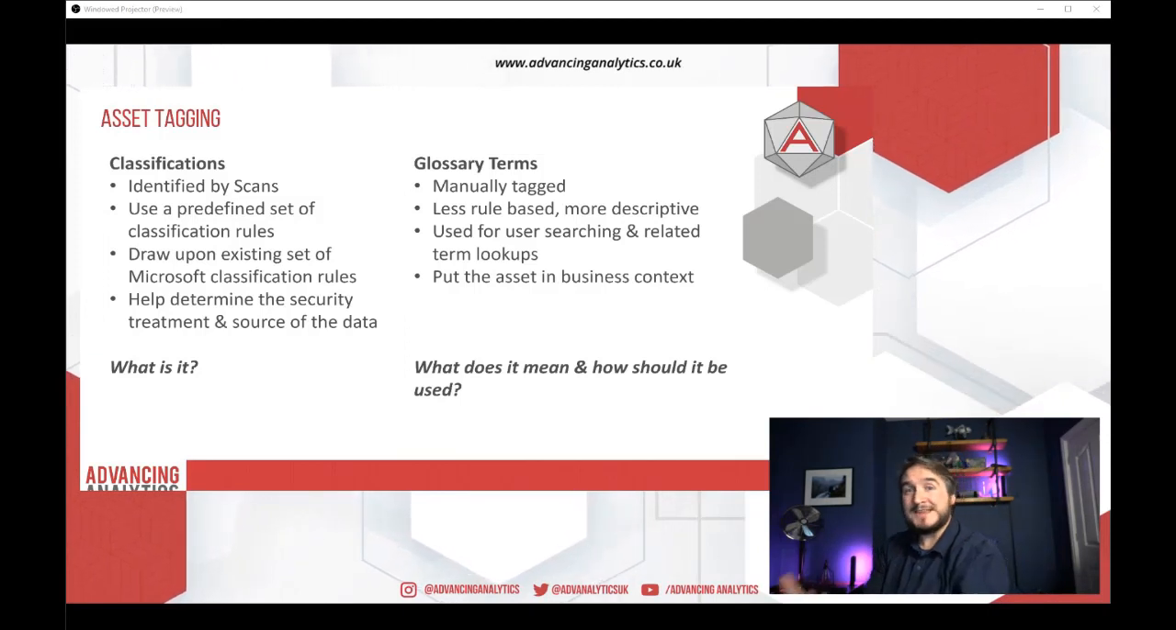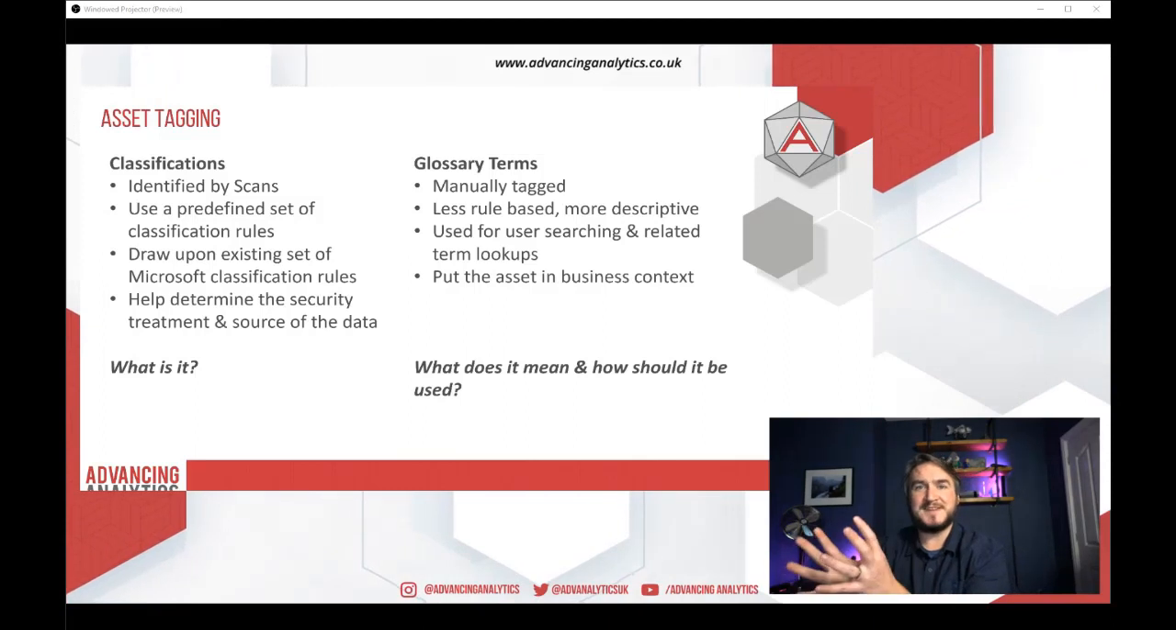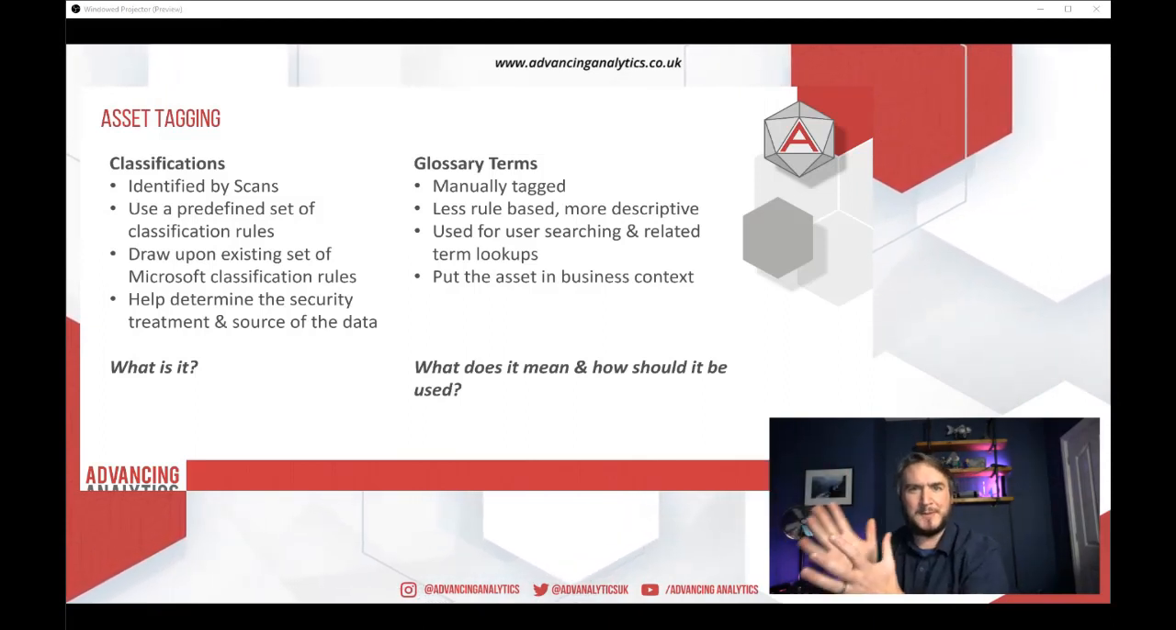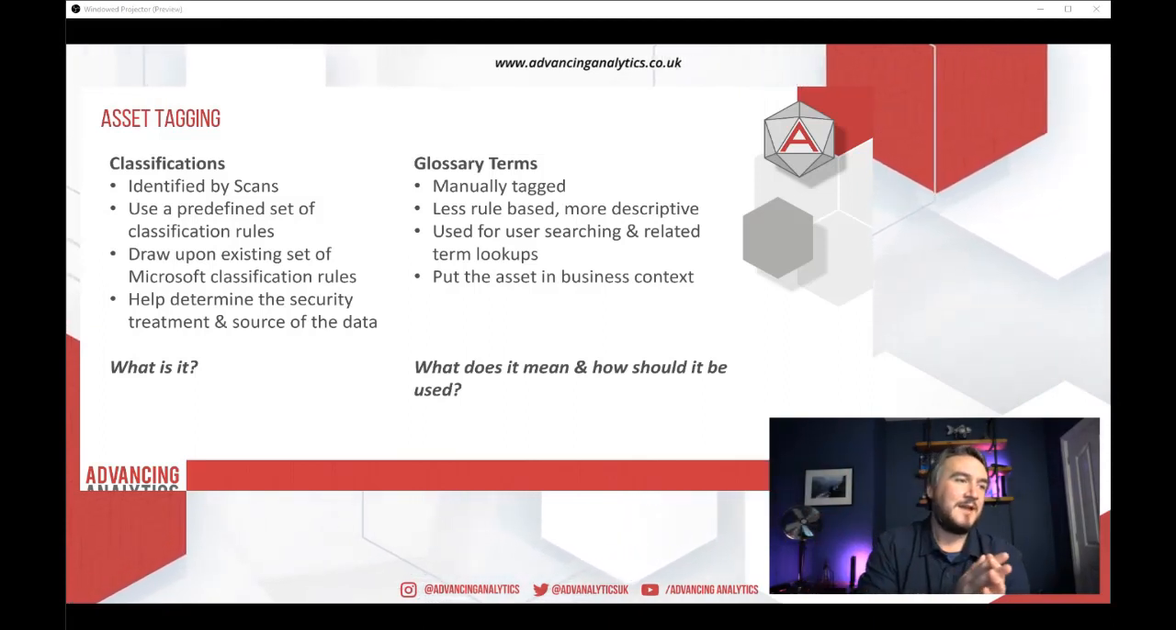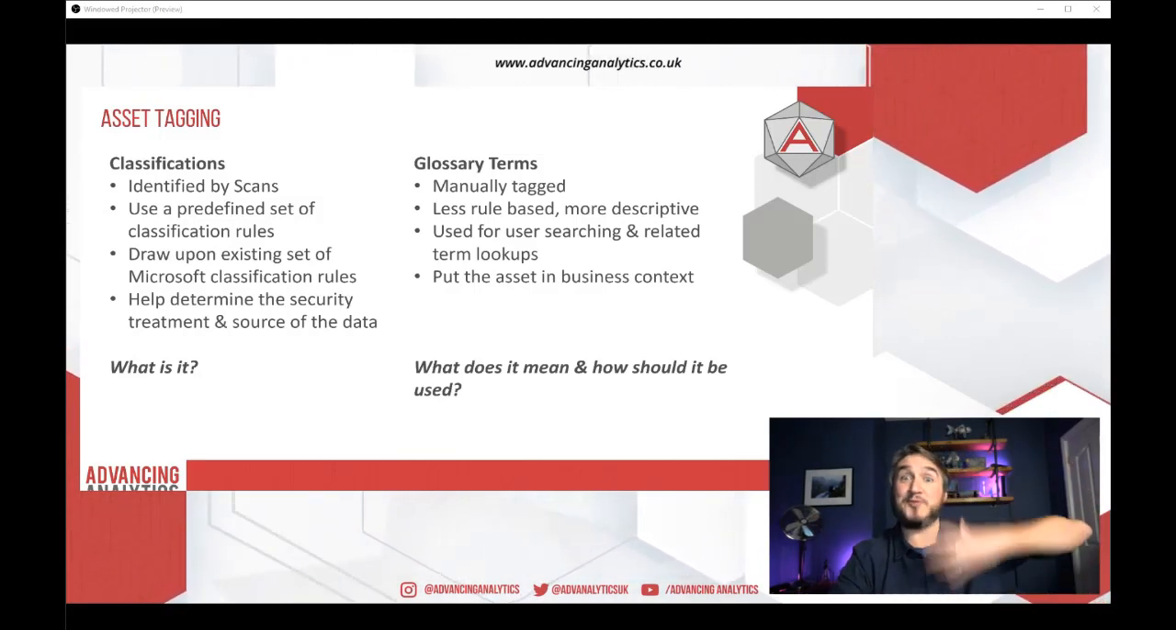Glossary terms are manually curated. That's my giant list of my KPIs. When I talk about profit, these are the fields that are actually talking about profit. And that's not generated by rules. That's not generated by this massive automated scanner.